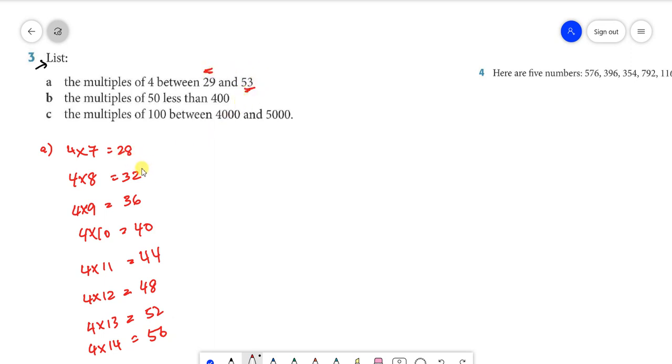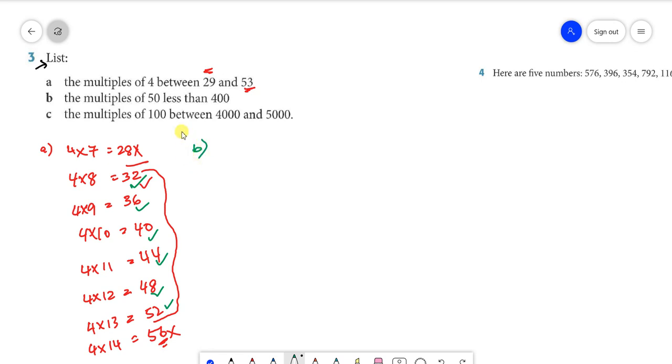So this is the range. This is below 29. So we can cross this out from here till here because this comes to 56. So we can cross this out. So the multiples of 4 between 29 and 53 are 32, 36, 40, 44, 48, and 52.